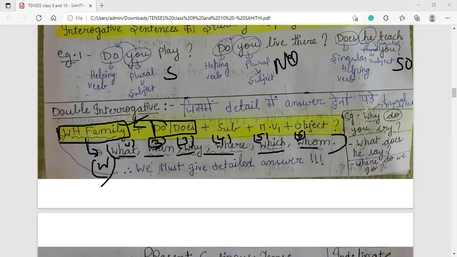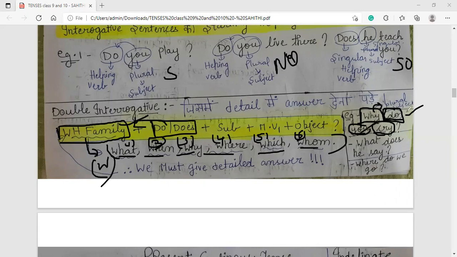Why did you cry? Why is our WH family, did is our helping verb, you is our subject and cry is our first form. Why is the WH family. Do is the verb, right? So do is the plural form of verb. So you is also the plural form of subject.